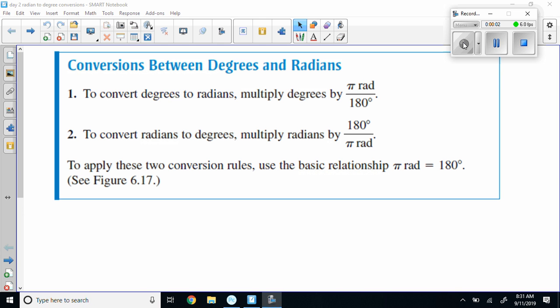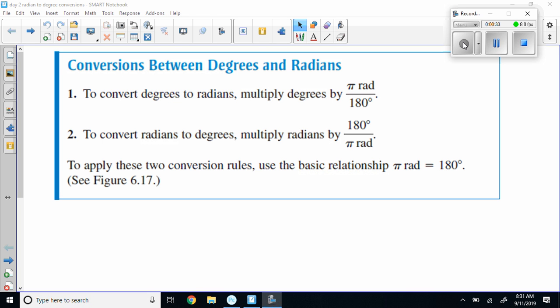Okay, so today we're going to learn how to go from degrees to radians, and radians back to degrees. You have to be able to convert between them. We know that pi radians equals 180 degrees, right? We did that. We proved that. We saw where it came out. It showed up on the board.